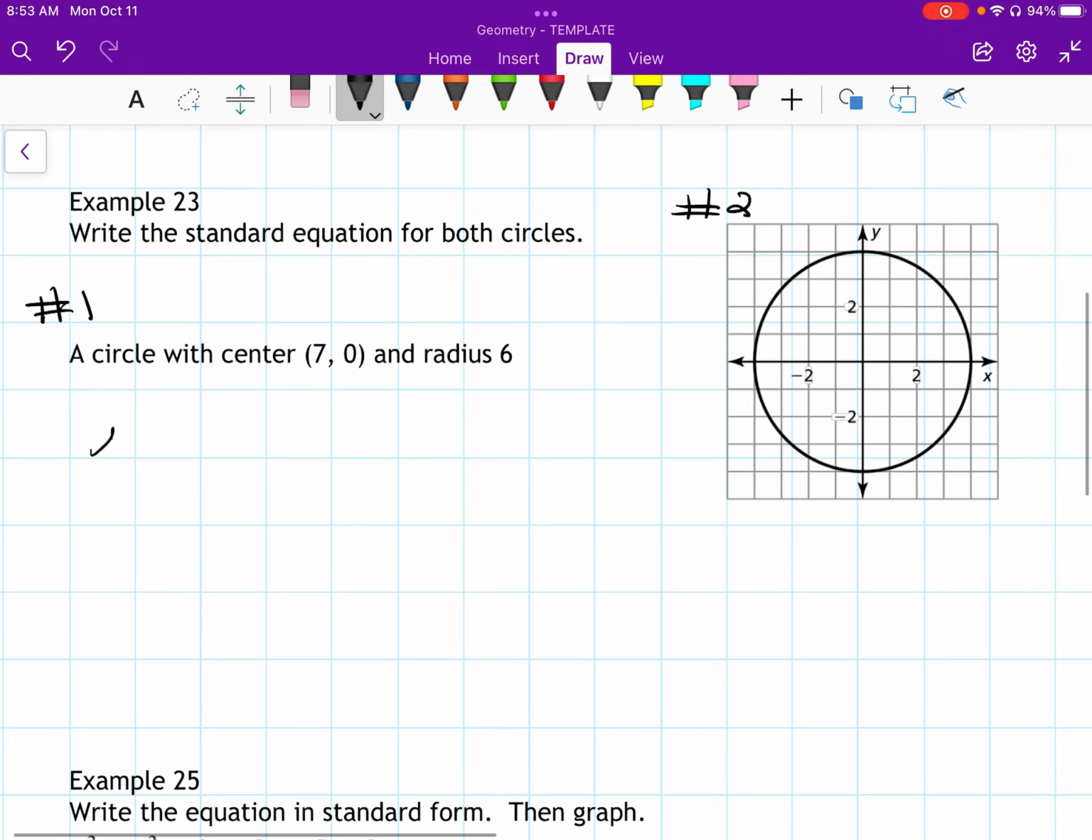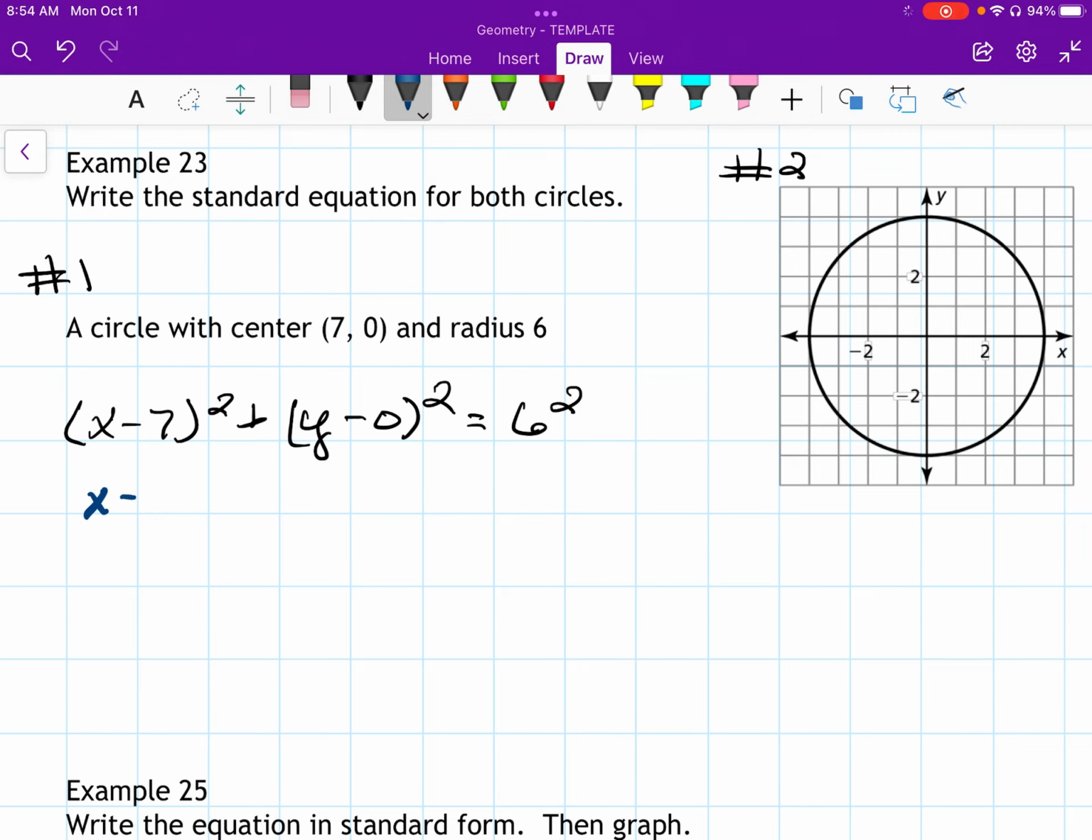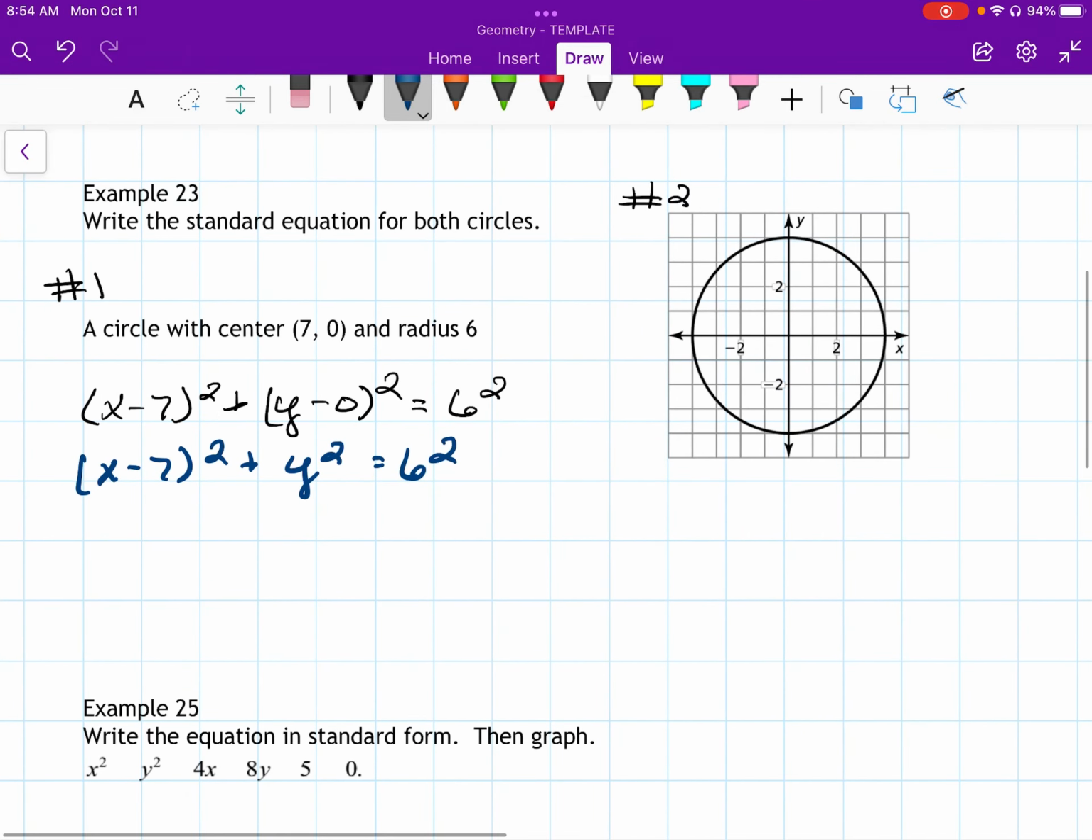This would be x minus 7 squared plus y minus 0 squared equals 6 squared. And you can simplify this a little bit to be x minus 7 squared plus y squared equals 6 squared. And I normally leave it as 6 squared. If it's a nice, pretty number, I like to leave it as the number squared.